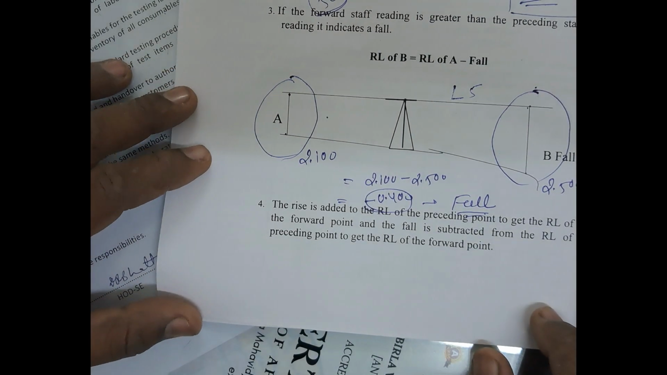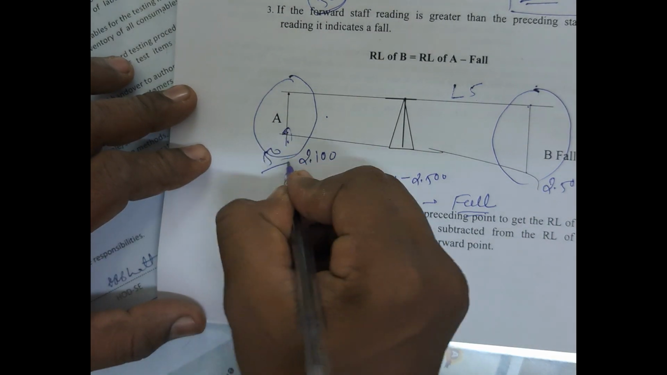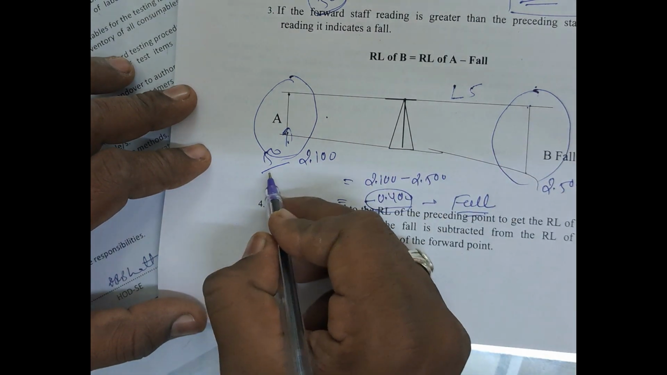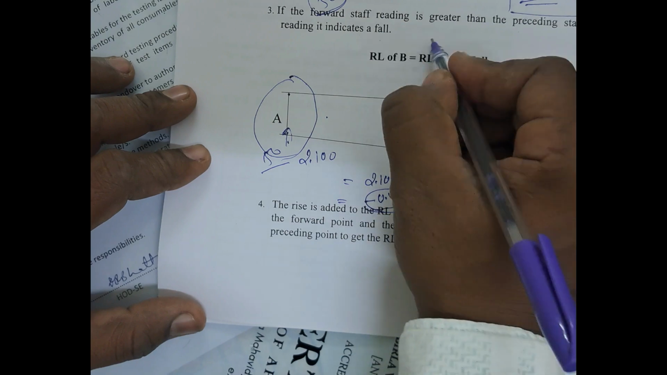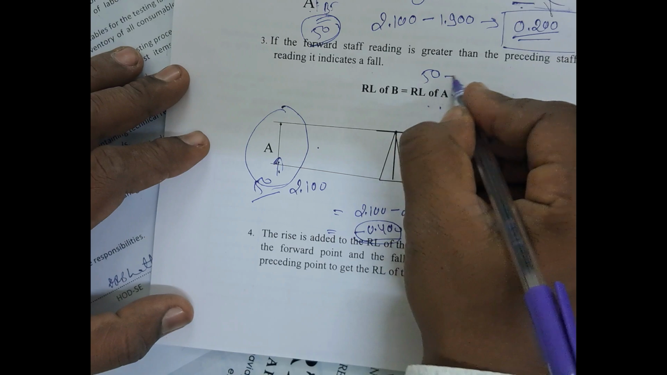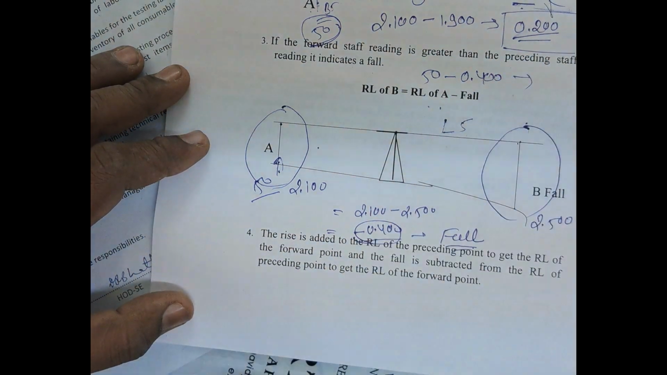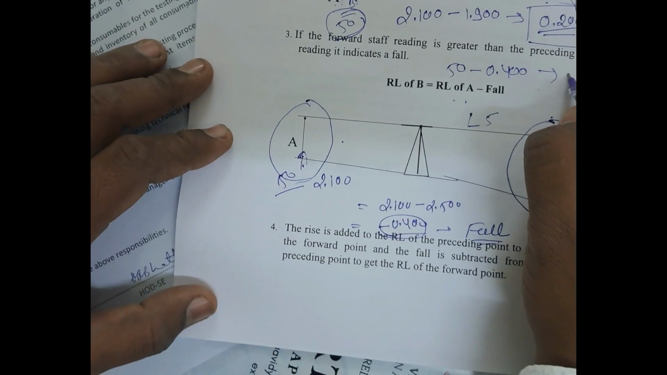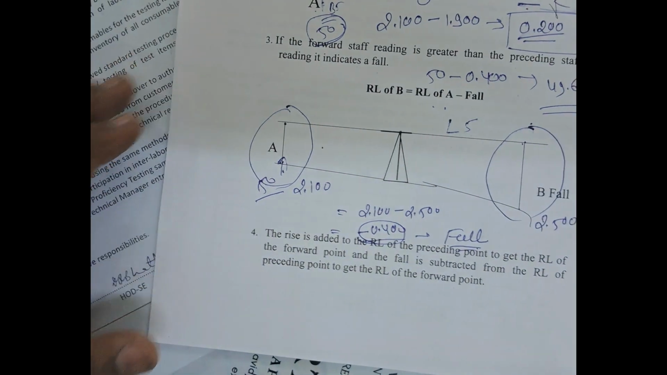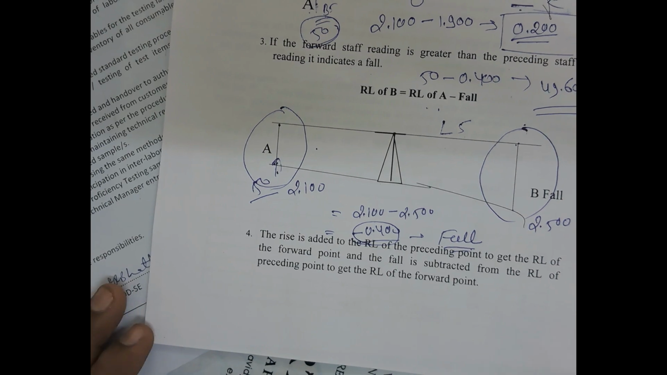In the same way, if the RL of point A is 50 and here we have a fall, then we need to deduct the value from the previous RL. The previous RL will be 50, so 50 minus 0.400. This will be your answer: 49.600. So this is the way we can find the RL of the points.